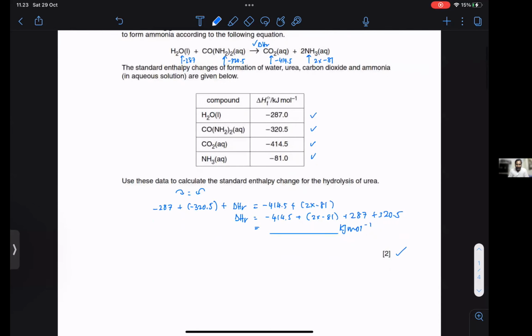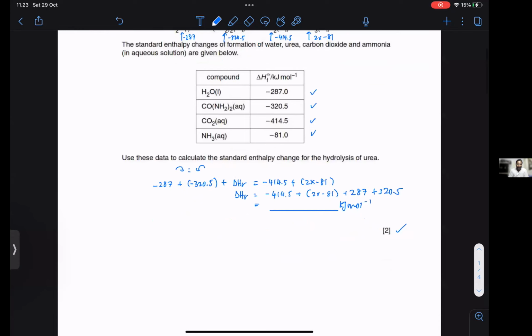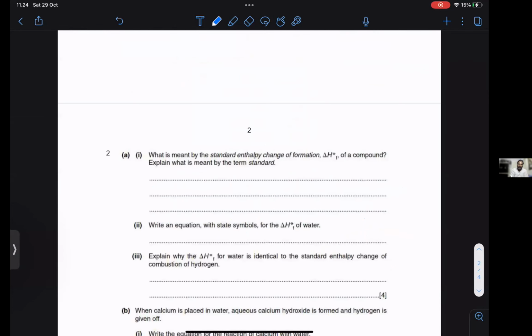Some questions will ask you about the definition. Here they say what is meant by standard enthalpy change of formation. Explain what is meant by standard. So they are asking you the definition of formation, and at the same time, they want you to write down what is standard. So maybe Aurelia, what is the standard enthalpy change of formation?